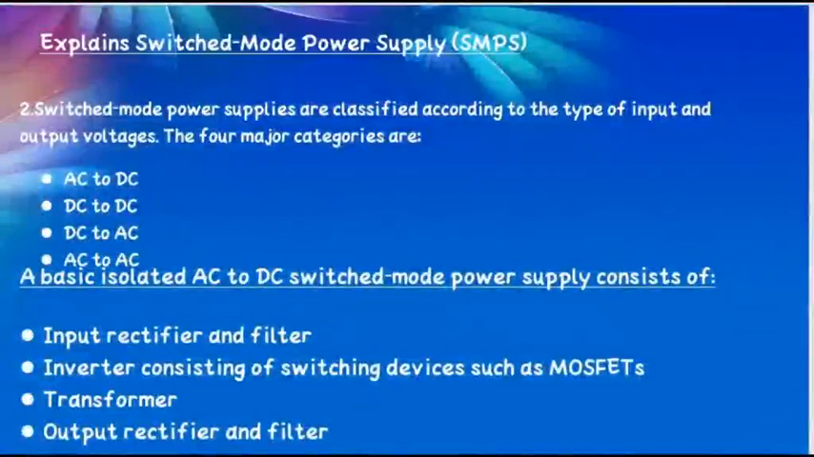Explanation of switch mode power supply, SMPS. Switch mode power supplies are classified according to the type of input and output voltages. The four major categories are AC to DC, DC to DC, DC to AC, and AC to AC. A basic isolated AC to DC switch mode power supply consists of an input rectifier, an inverter consisting of switching devices such as MOSFETs, a transformer, an output rectifier, and a filter.